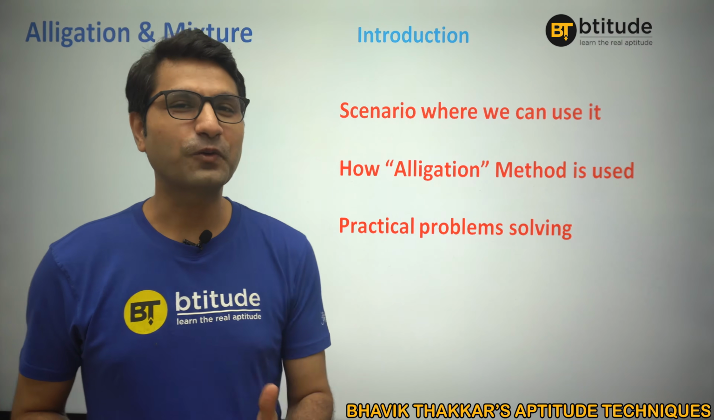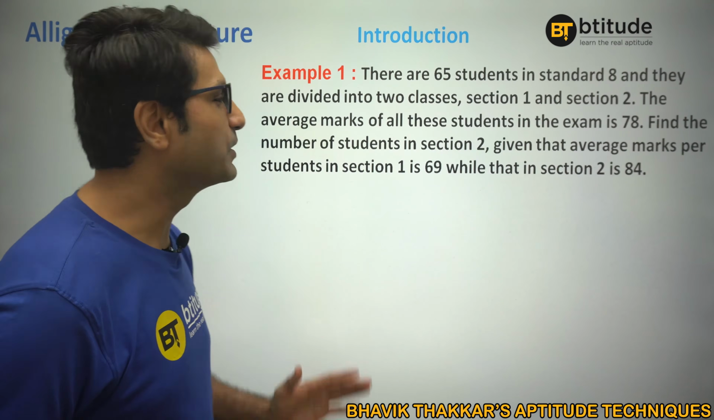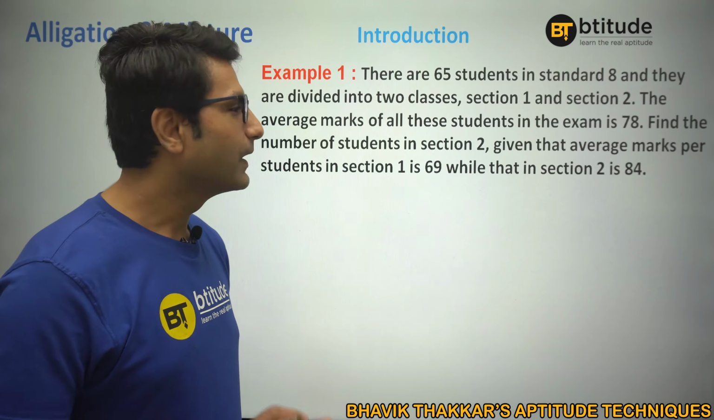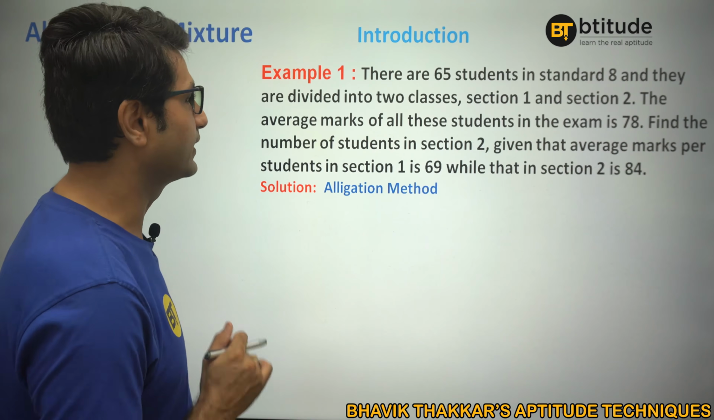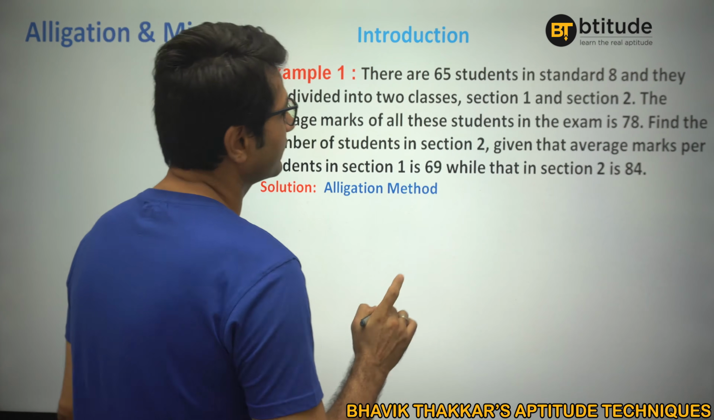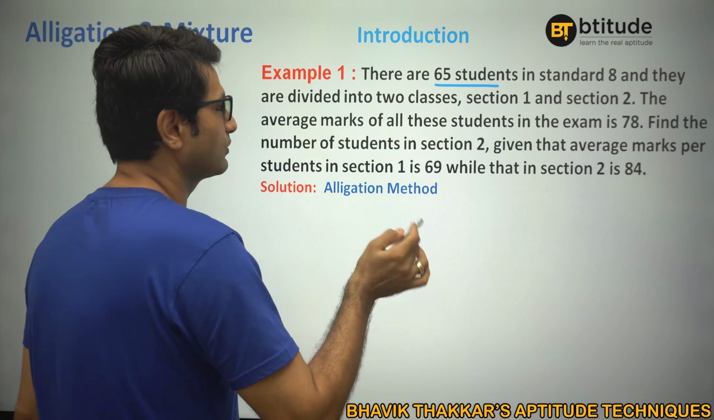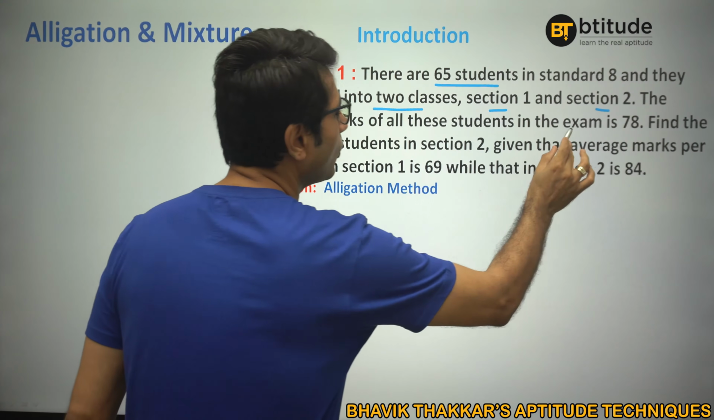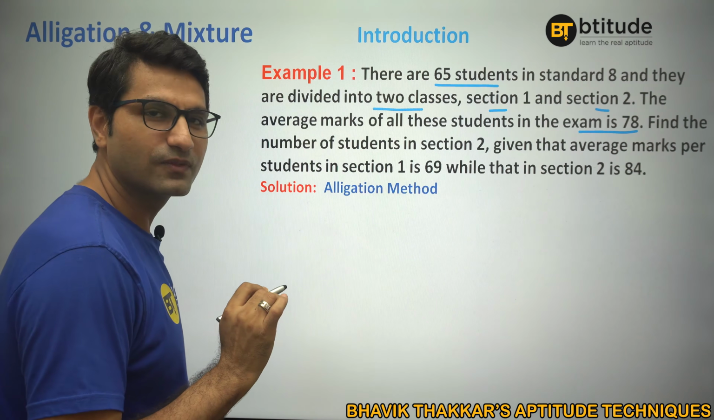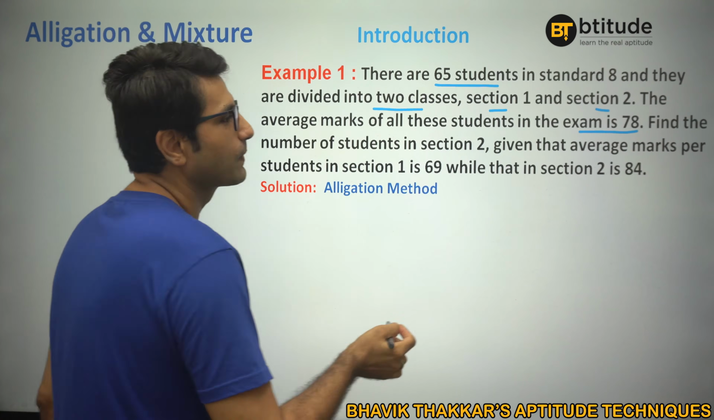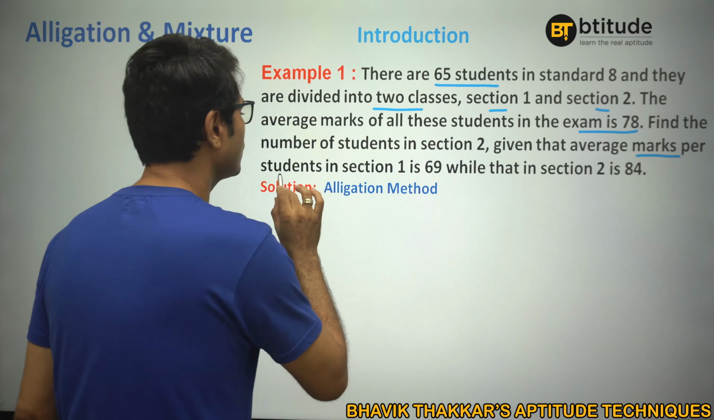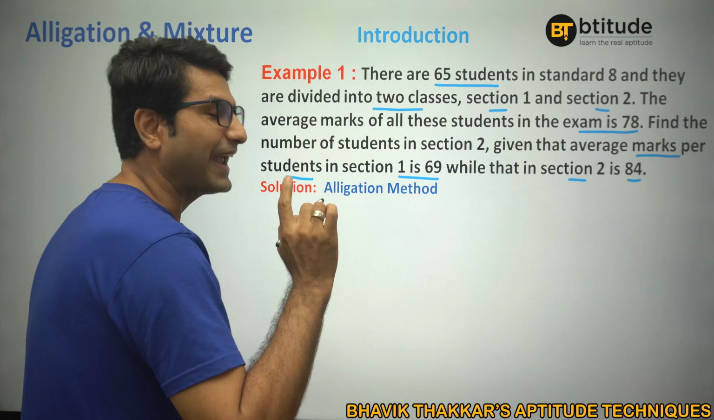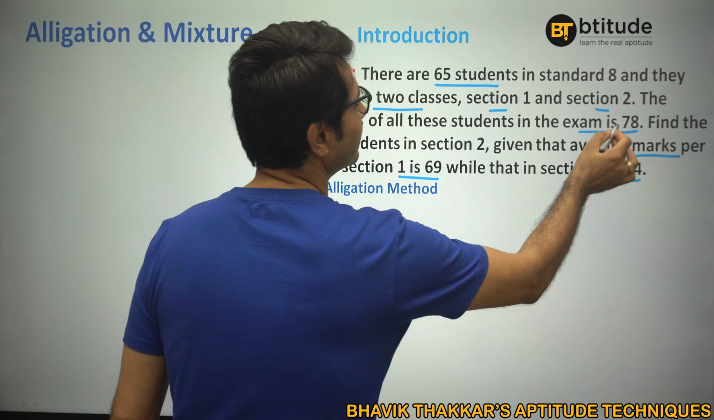Fine. So first of all, as usual, you should pause this video and try to do it on your own first. Fair enough? Alright then, let us go for it. Okay, look, 65 students in total. Now they have got two classes, section 1 and section 2. The average marks of all the students is 78. Fine. Now, average marks per student in section 1 is this, section 2 is this, and overall class is this.